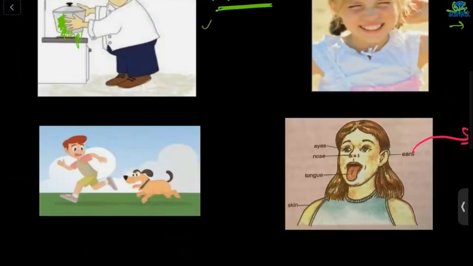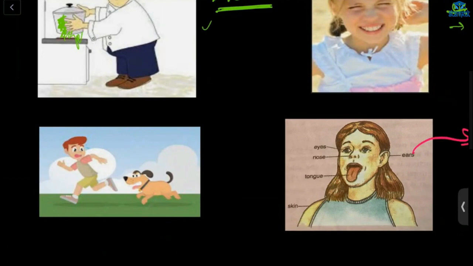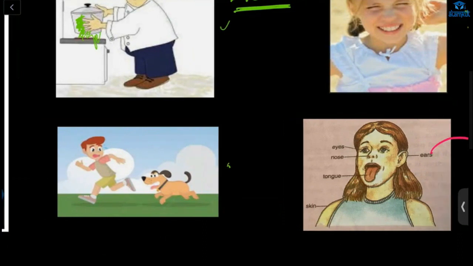Yes, ma'am. Now, what about this one? He's running away from the dog. Is it a stimulus? It is, because he's getting scared. Pain? No, the dog didn't bite him. He's trying to prevent the dog from biting him.